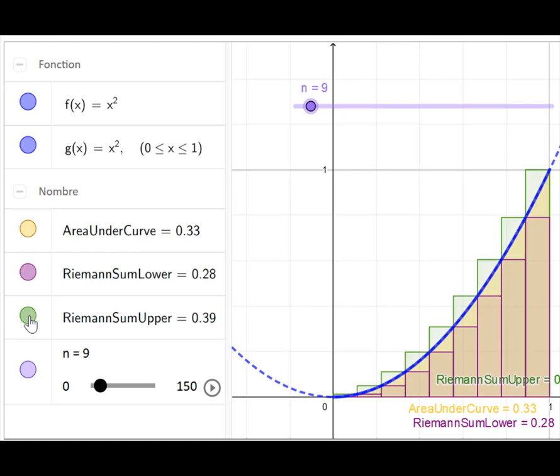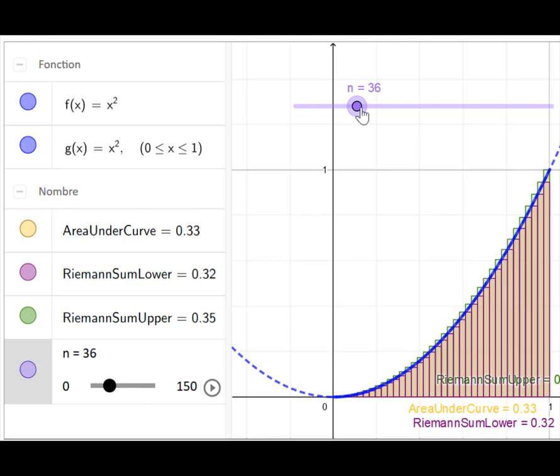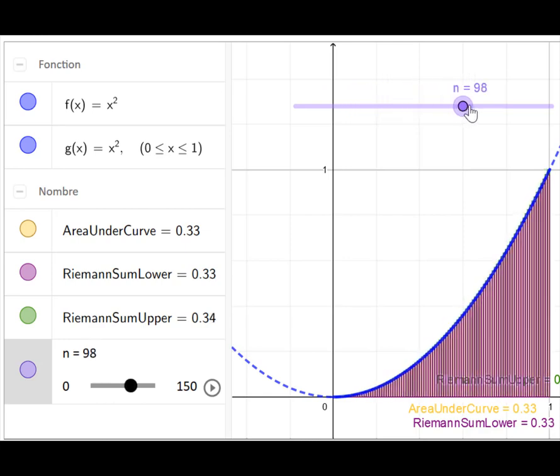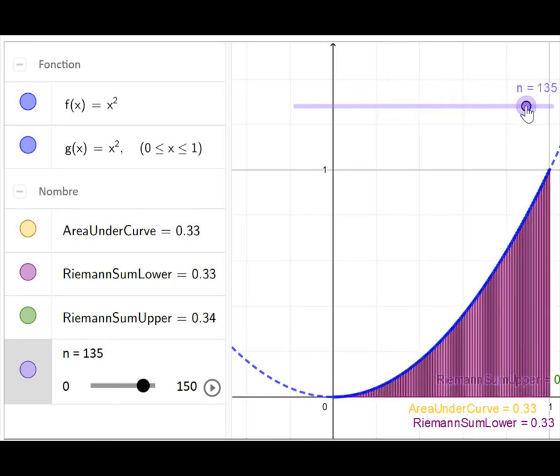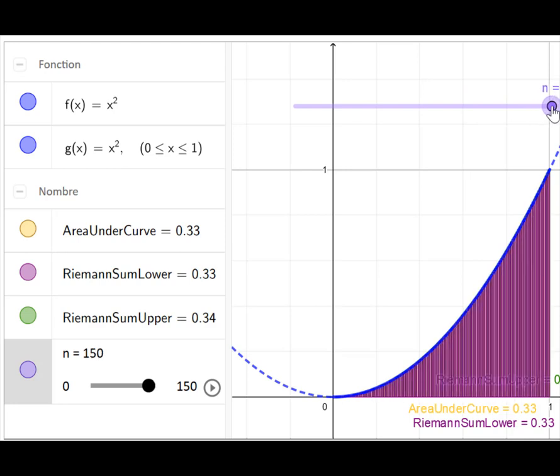And what happens is that if you increase and increase the number of subintervals, then the Riemann sum will get closer and closer to the area under the curve. And doing that is really taking the limit as the number of subintervals goes to infinity.